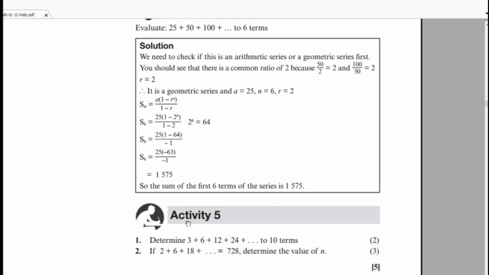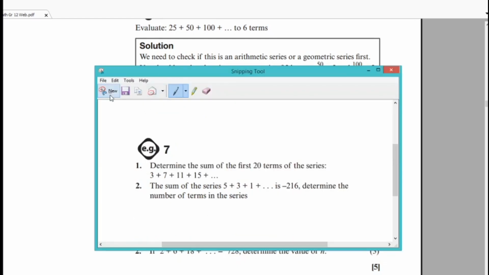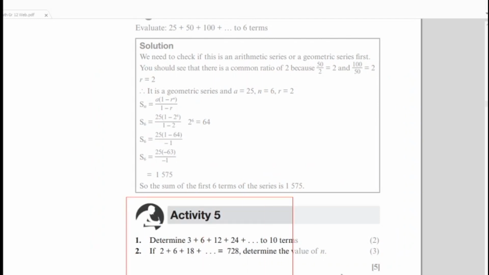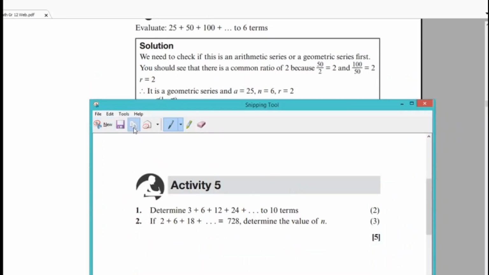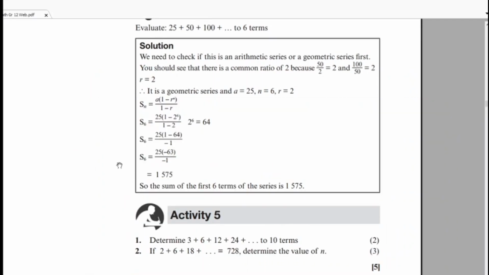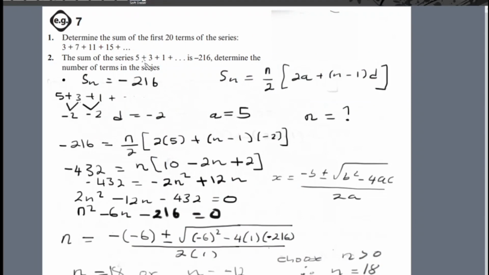So I'll go through this example, activity 5. Right? Okay, let us create space.